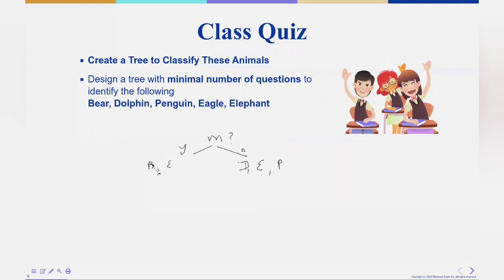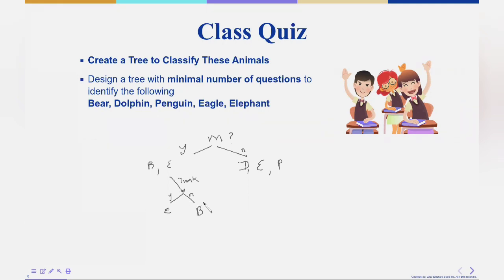Let's start with this side of things. What are you saying? I have bear and elephant. How can I separate this? One thing is I can say, does it have a trunk? If yes, then it's an elephant. If no trunk, that means bear. So that's one question you can ask.